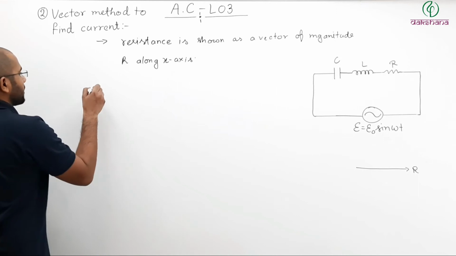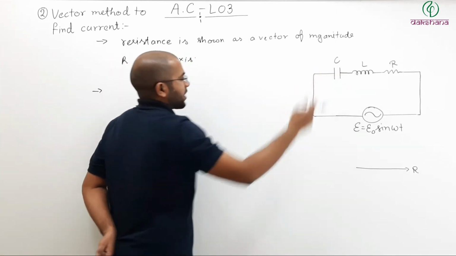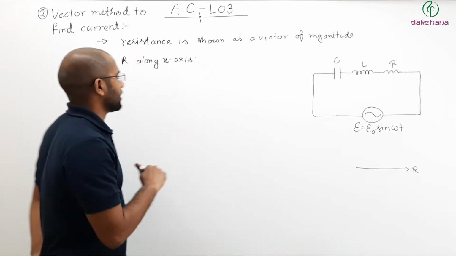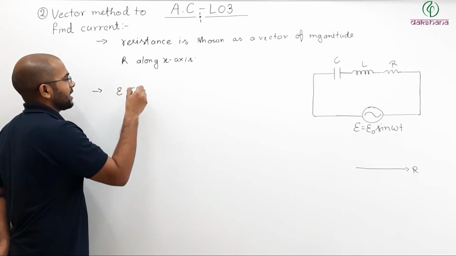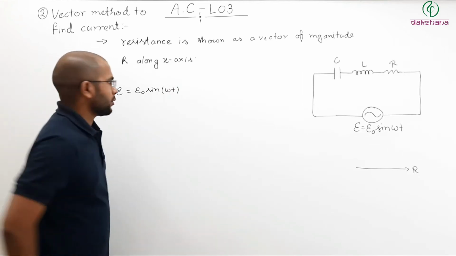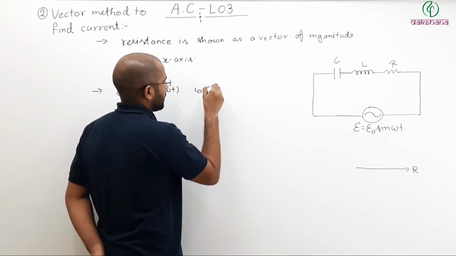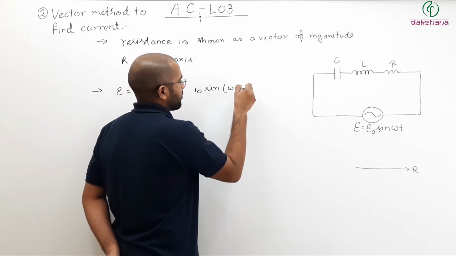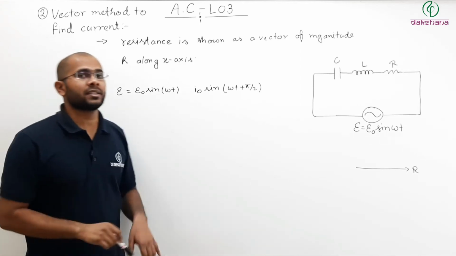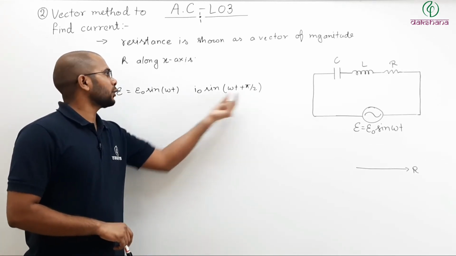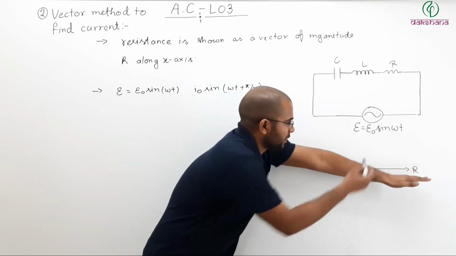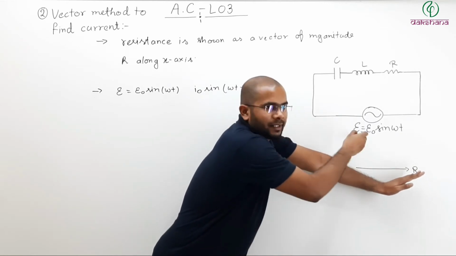Now next is, let us say, the capacitor. If you remember, in the case of a capacitor, if the EMF is written as E naught sine omega t, the current was written as I naught sine of omega t plus pi by 2. Meaning, in the case of a capacitor, the phase of current is pi by 2 more than the phase of voltage. So the phase of current in the case of a capacitor will be 90 degrees.